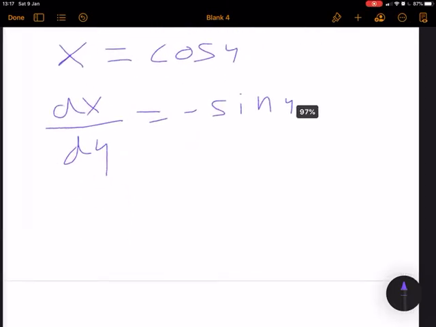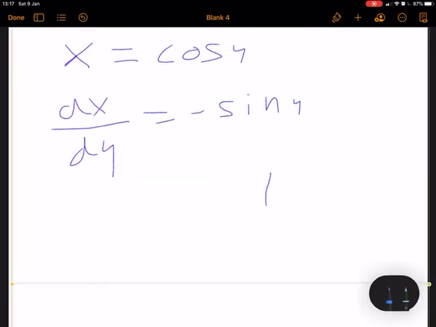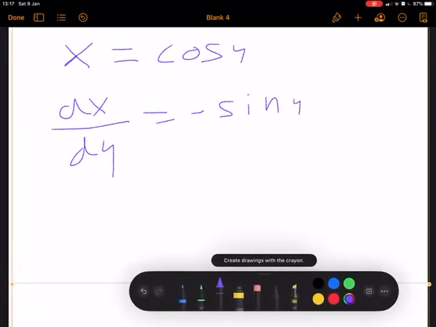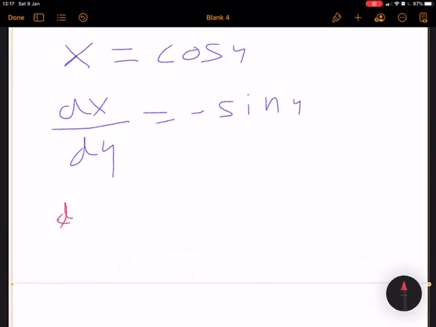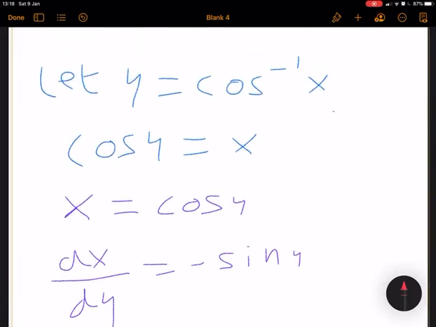And now what we do is we just flip that on its head, and we do this. So dy by dx is going to be minus 1 over sine y. And hopefully you're happy with this. Let's just go through it one more time.